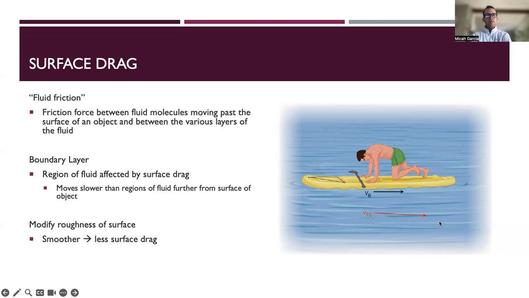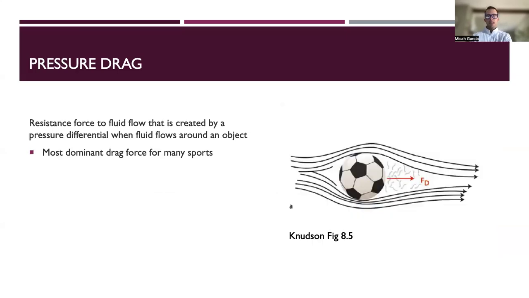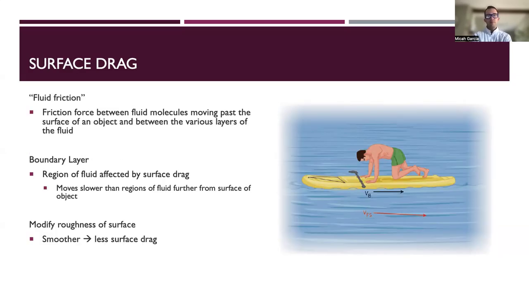You can modify the roughness of a surface to influence the surface drag. So by having a smoother surface, there's going to be less surface drag, or by having a rougher surface, there'll be more surface drag. So a lot of times skis are going to be waxed, or swimmers shave their body hair or wear smooth bodysuits, some of which has been allowed. And these are all to reduce the roughness of the surface to then reduce the surface drag so it doesn't slow them down as much.